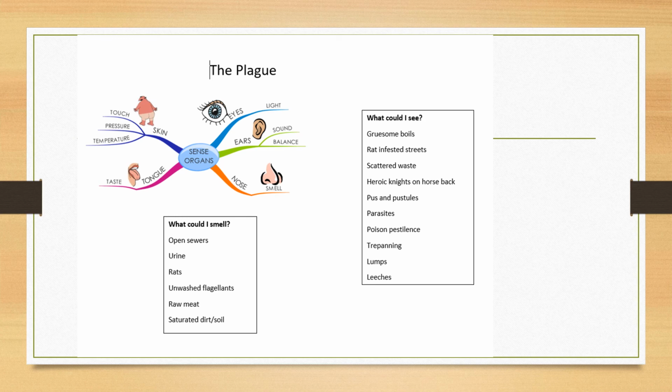So, what could I see? Gruesome boils, rat-infested streets, scattered waste, heroic knights on horseback, pus and pustules, parasites, poison and pestilence, trepanning, lumps and leeches. Quite disgusting. And what could I smell? Open sewers, urine, rats, unwashed flagellants, raw meat, saturated dirt and soil. Now, the more effective your language is when we plan like this and we come up with our sensory map, the better your writing is going to be later in the week.